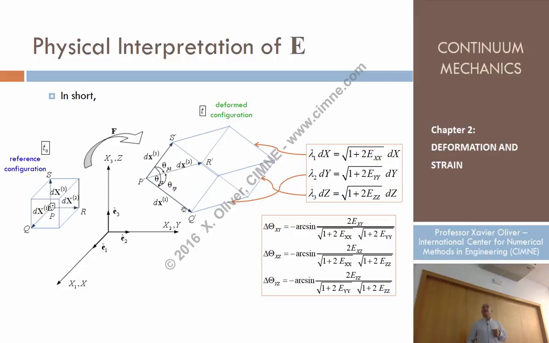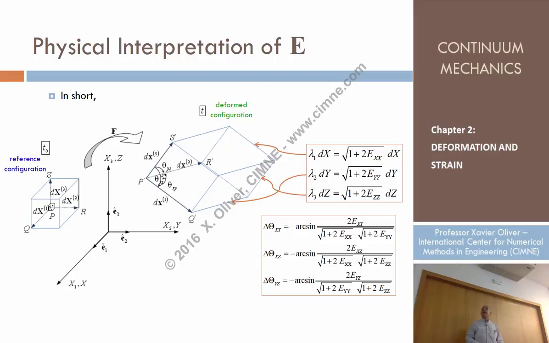For instance, this length would be that length, PQ. The length PQ prime will be the length PQ multiplied by the square root of 1 plus 2 EXX. This length, the length PR prime, would be the original length multiplied by lambda 2, which is the square root of 1 plus 2 EYY, etc. So the components EXX, EYY, EZZ will inform about the increase of length of these three segments. The larger they are, the lengthier are the corresponding segments.